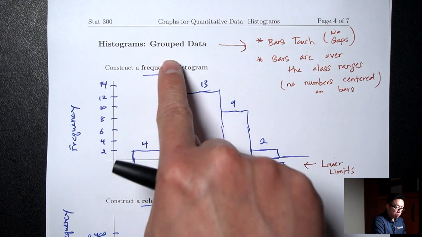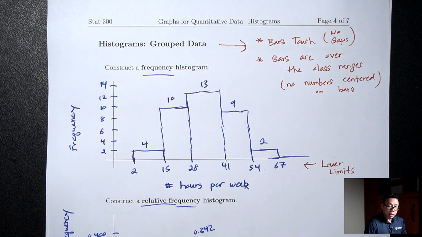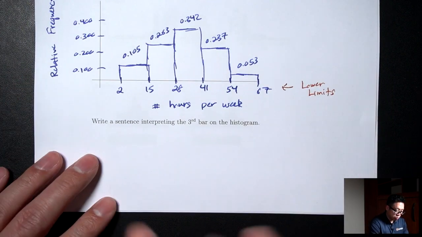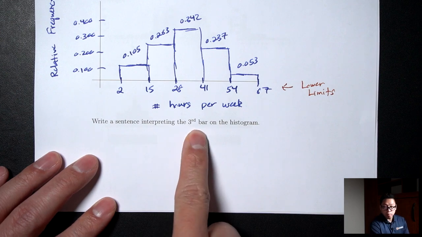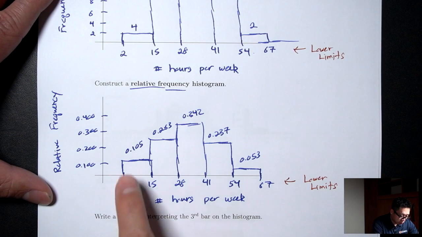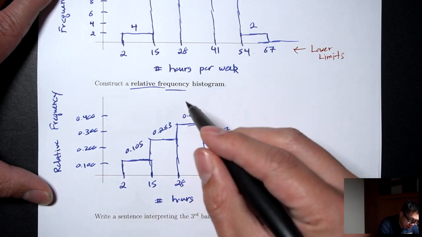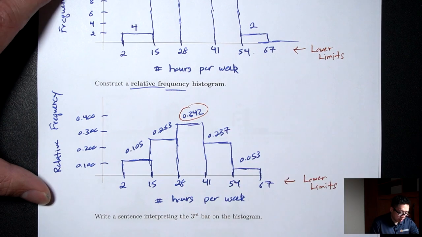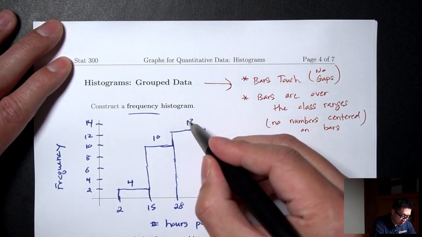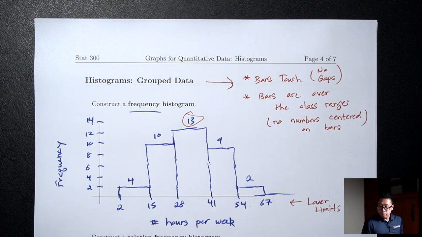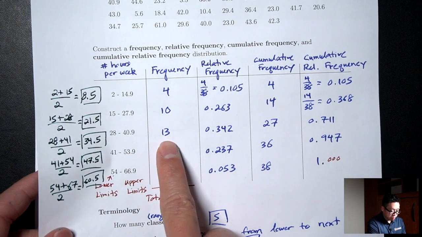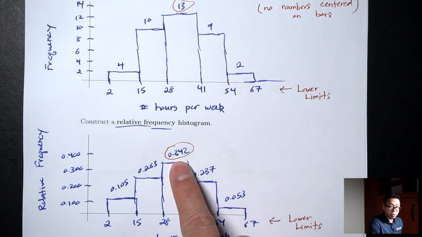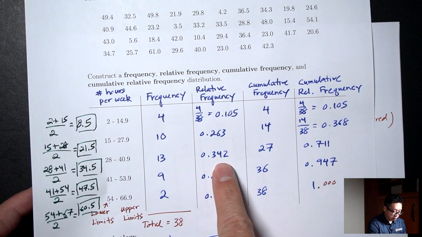Now, let's go to the grouped data situation. In this situation, I'm looking for you to write a sentence interpreting the third bar on the histogram. So 1, 2, 3, I'm talking about this 0.342 and this 13. Okay, let's go back to the table. So we want to interpret the 13, which is this one, and the 0.342, which is right here.